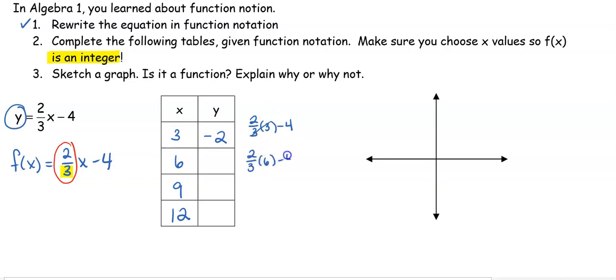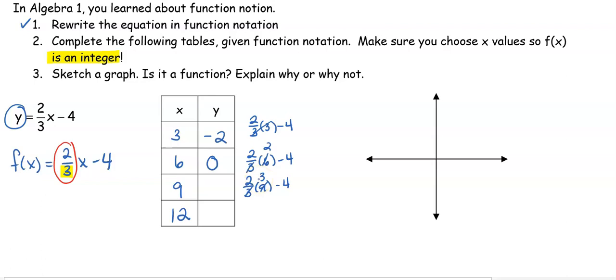2/3 times 6 minus 4, that becomes a 2. 2 times 2 is 4. 4 minus 4, 0. 2/3 times 9 minus 4. Notice how I have not used a calculator at all. Don't rely on your calculator too much.